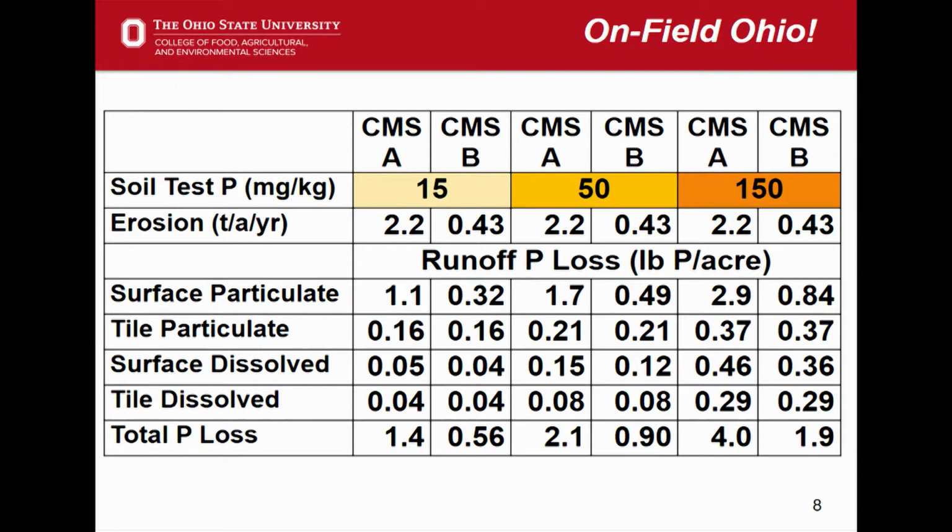The first thing you can see is a huge difference in the erosion potentials between crop management scenario A and B. And you see that translates strongly into how much particulate P, surface particulate runoff, there is. Even though surface particulate runoff increases as soil test P increases, there's always a huge decrease based on mitigating your erosion. And for all the dissolved components, those are really strongly tied with the soil test P levels. As the soil test P increases, those just increase.